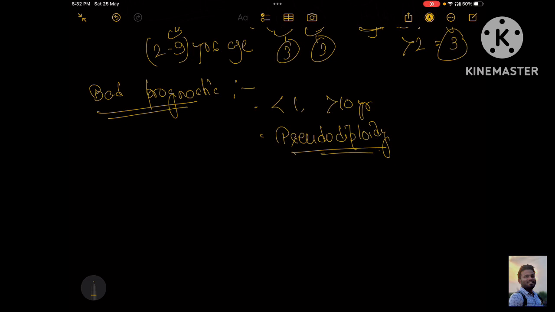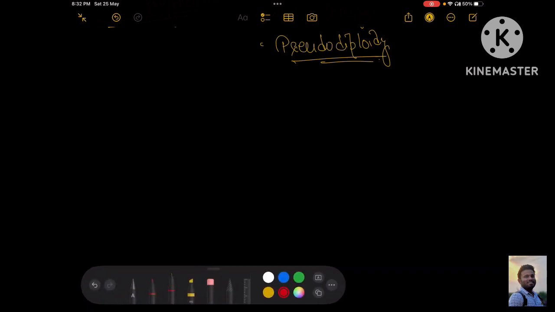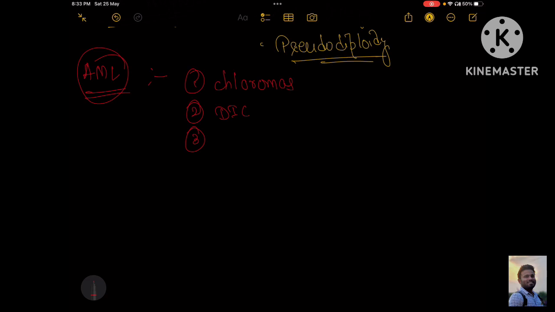Next topic is AML, acute myeloid leukemia. There are some clinical features in AML. First, chloromas. Second, DIC. Third, gingival hyperplasia.